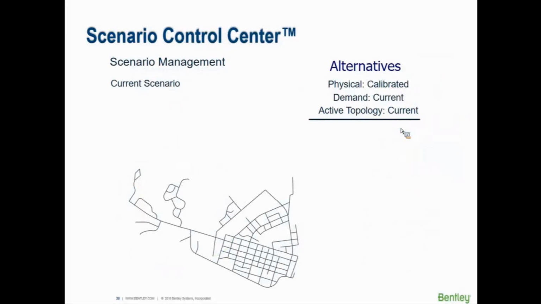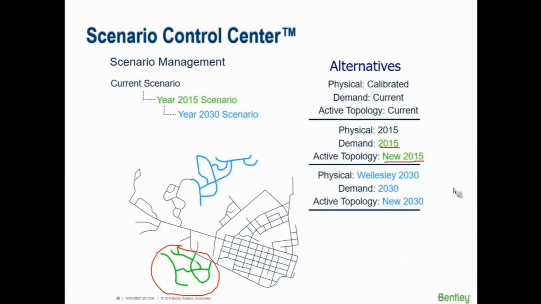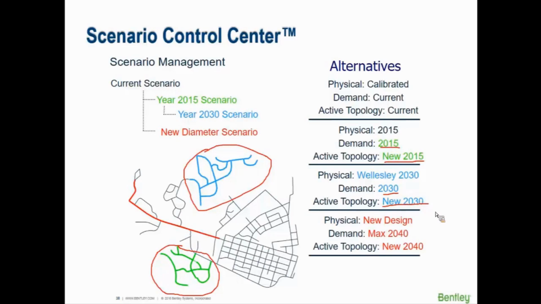So very quickly, here is how scenarios would work. This is one physical alternative that you see on the screen. The green that got added with active topology, we turned some pipes on. Active topology is another alternative. Our demand's increased, so there's another demand alternative. Demand alternative here, and active topology went on. Here's another active topology. We turned another set of pipes on. So now we have another active topology alternative, and we're at a different year, so we've got different demands.